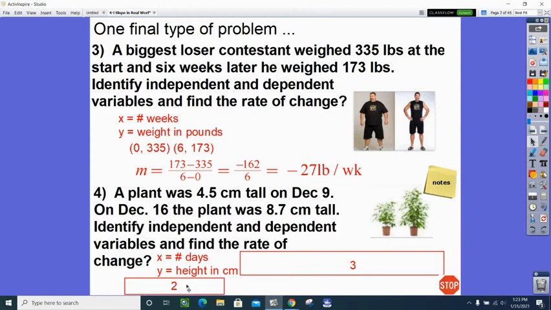Now I'm going to caution you, there are 2 ways to do this and get the right answer. You could put that on December 9th, it was 4.5, and since it's the same month, on December 16th, it was 8.7. The other way some people will do it is they'll make the start 0, and then 16 minus 9, 7 days later, and they put a 7 here. You'll get the same answer either way. You have to be careful if we went from December to January, because you couldn't just subtract them to get the number of days. You would have to think about that.